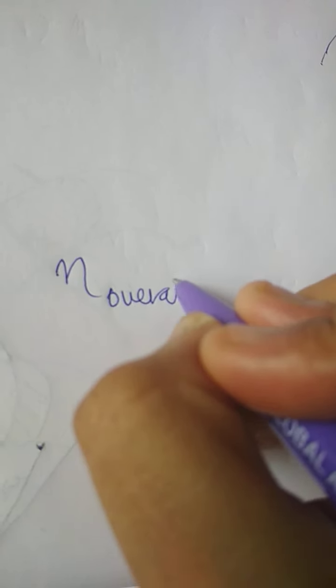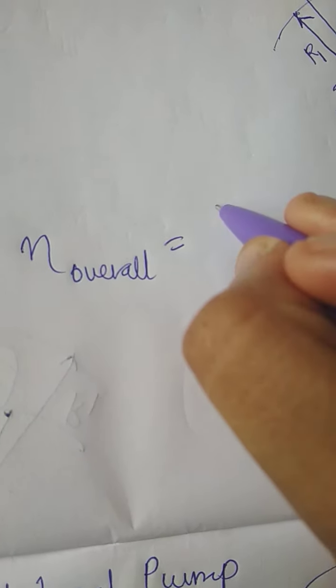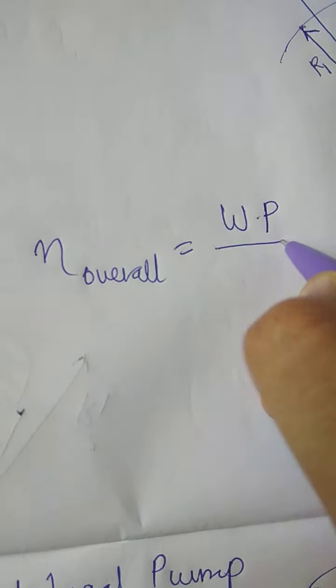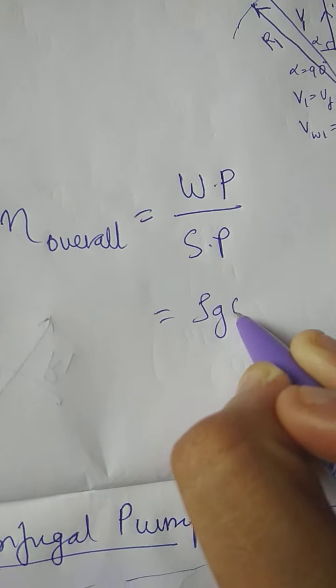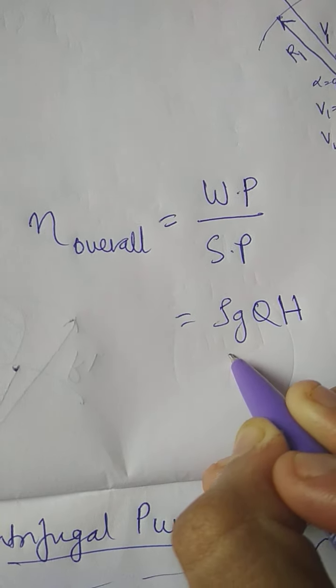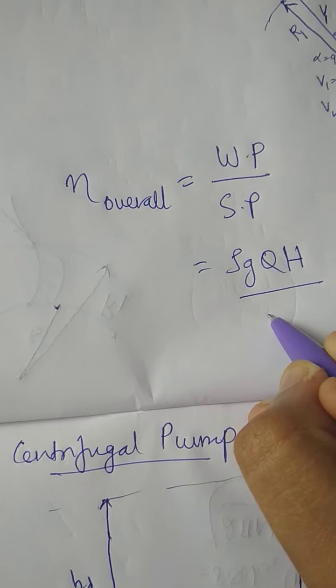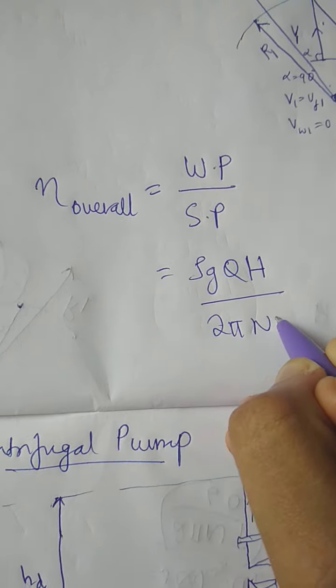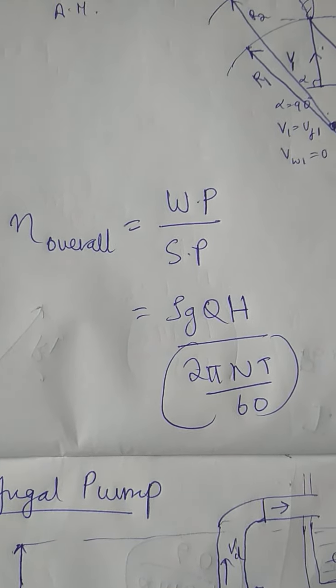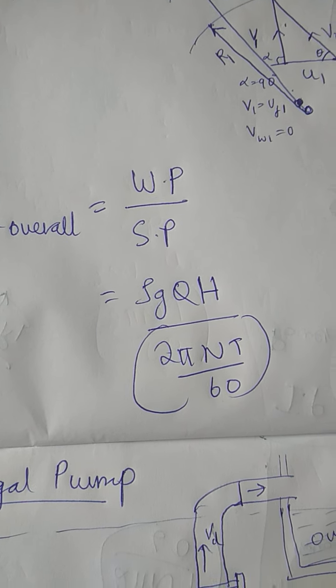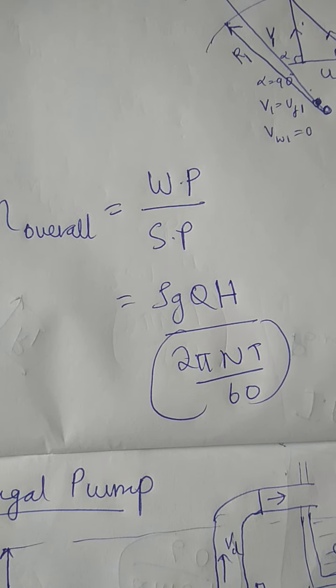The last one is overall efficiency. Eta overall: the final output is water power, and the initial input is shaft power. So what is water power? Rho g Q into H, divided by the shaft power, which is 2 pi NT divided by 60. So rho g QH divided by 2 pi NT by 60 is the overall efficiency.